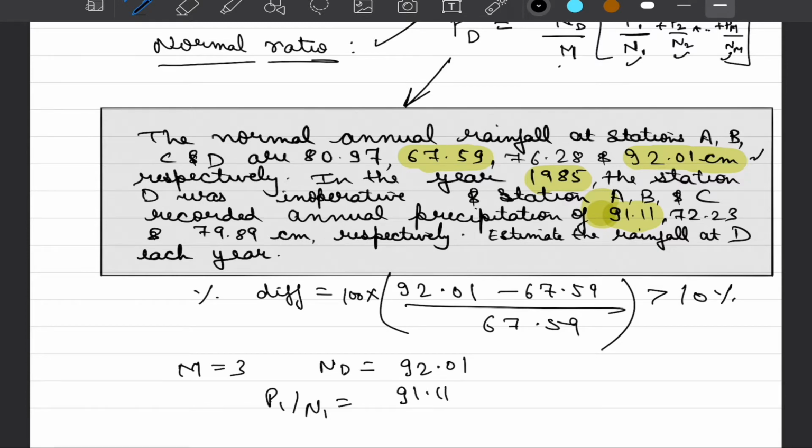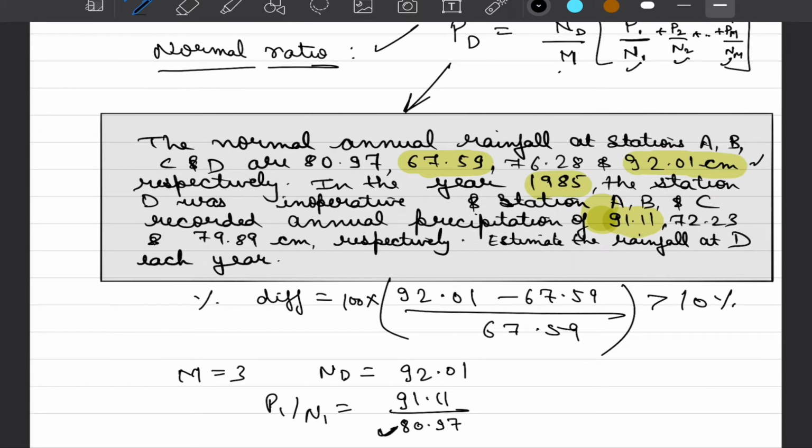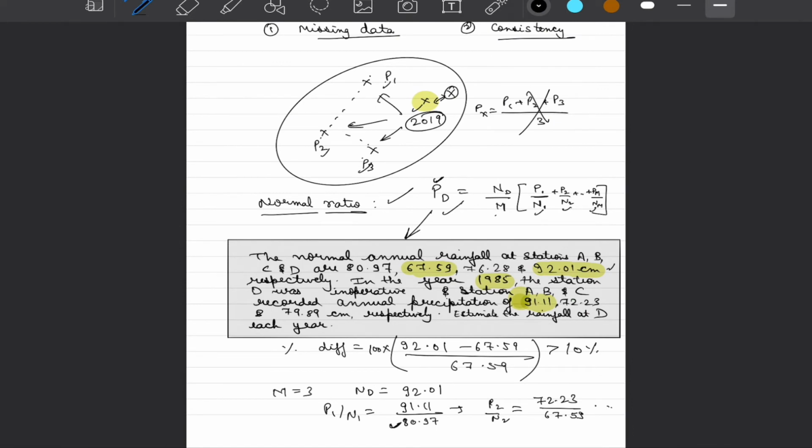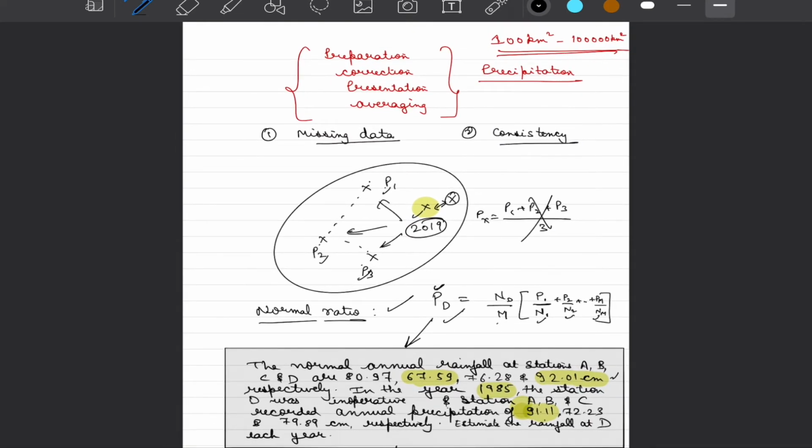So it would be 91.11 divided by 80.97 because this was the value of N1 in the year when the value of normal precipitation at gauge D was known. Similarly, we can calculate P2 by N2 as 72.23 divided by 67.59 and so on, and we will plug this back into this particular formula, and that should be the best representation of missing value of precipitation at site D that we can obtain. So this is a problem where we have plugged in the missing data.